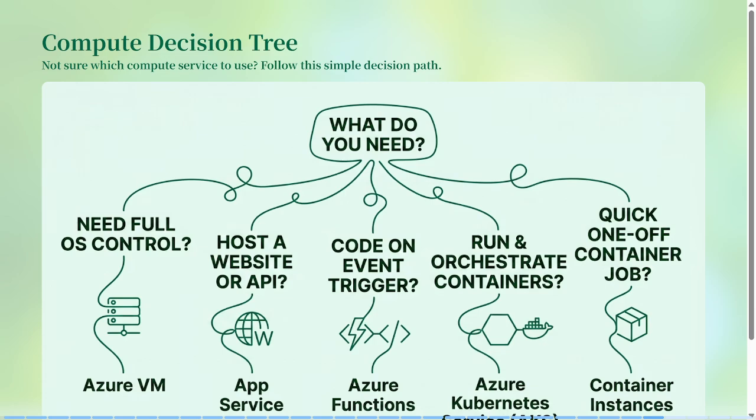Do you need full operating system control? The first question you should always ask is, do I need full control over the operating system? If the answer is yes, then you choose Azure Virtual Machines, because Virtual Machines give you full OS access, full configuration control, the ability to install any software, and complete infrastructure level flexibility. So a VM equals maximum control but also maximum management responsibility.